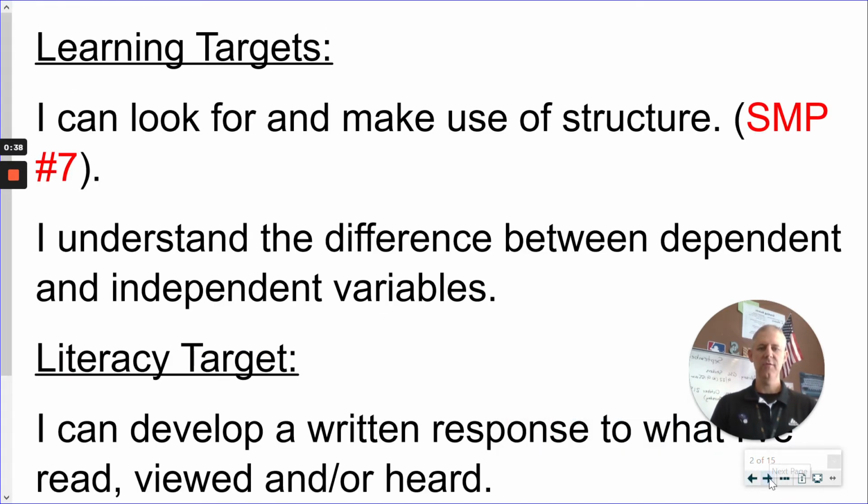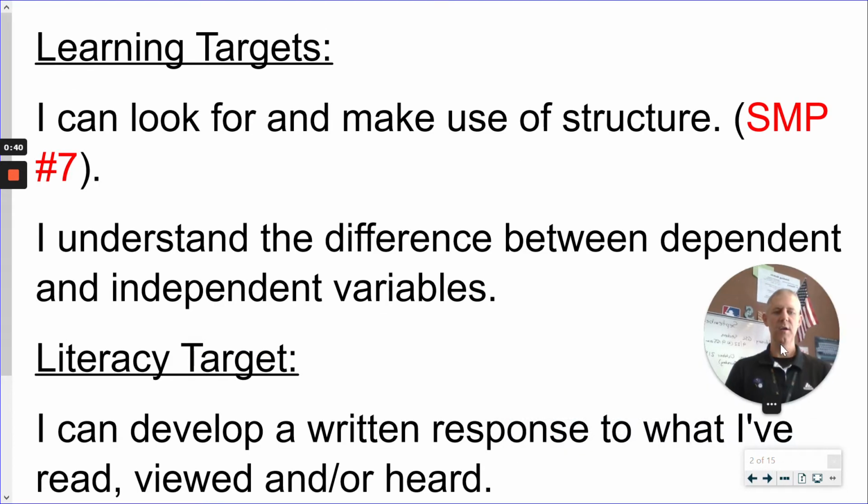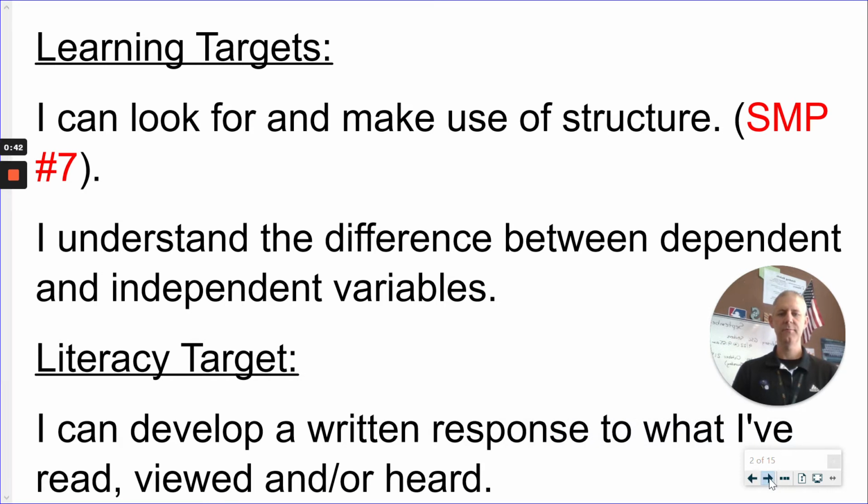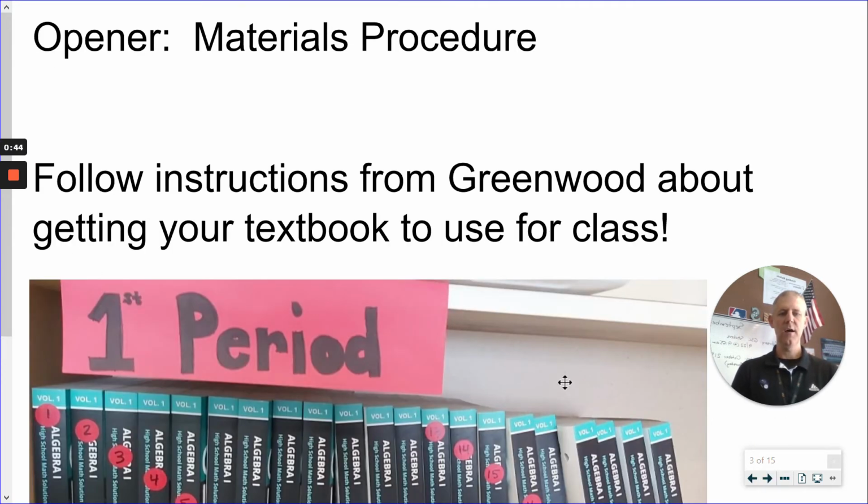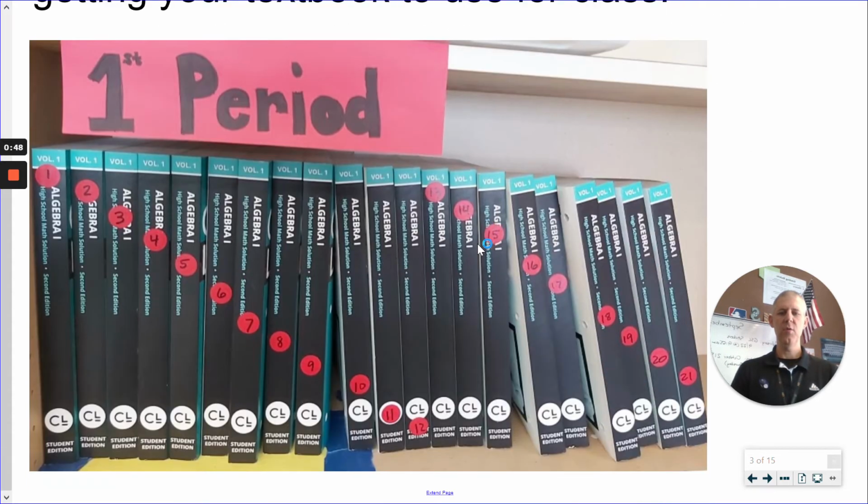Okay, so here are the standards we went through. You can pause and take a look at those. For the materials procedure, you can see I took a picture of what the textbooks look like on the shelf in my room, and you can see they're numbered with stickers cascading down. So you have a classroom number, that's your number for the whole year, and your book. You'll go get your book, and then the last couple minutes of class, I'll have you return your book.